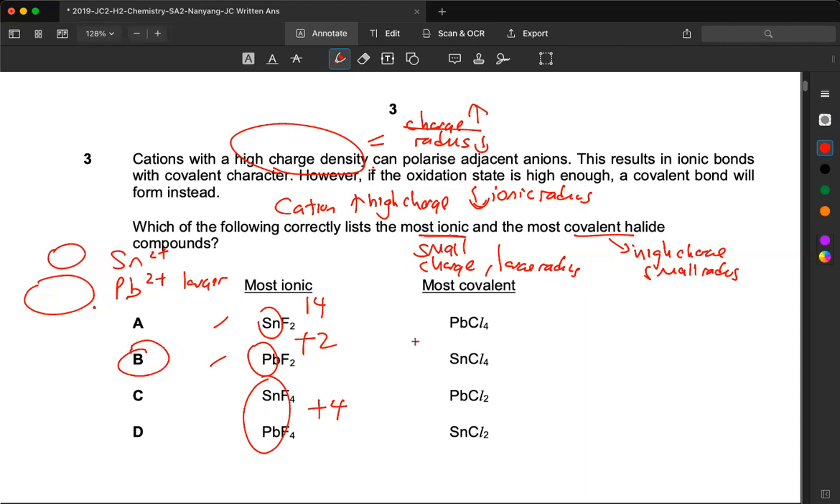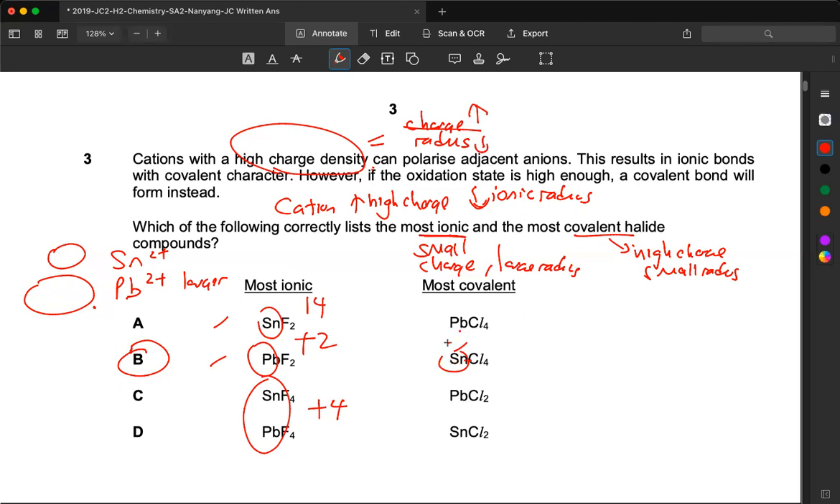So for the covalent compound, to confirm whether it's B, we check whether it works for this. For the covalent compound, look out for high charge and small radius, so it will be tin, and it has a smaller radius than this, so it will be B.